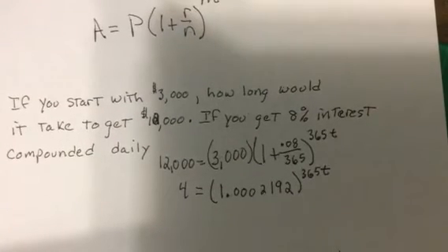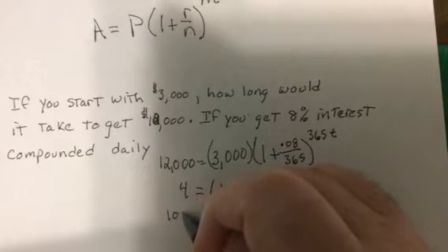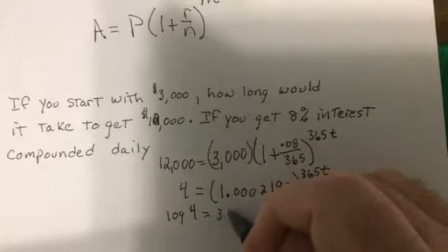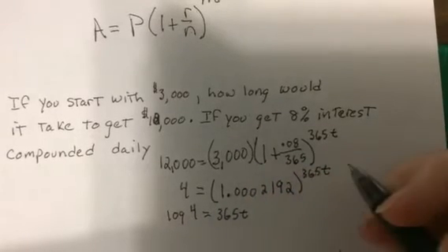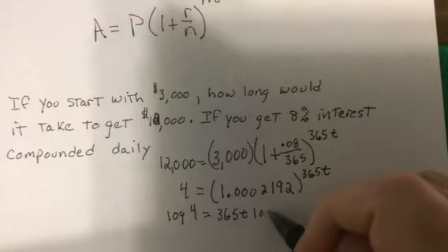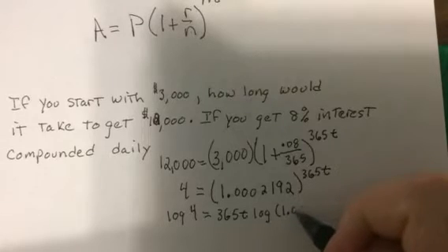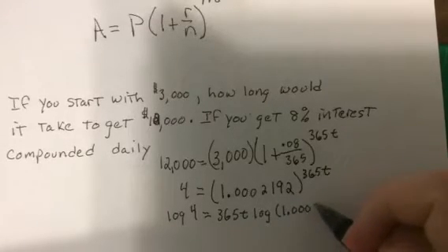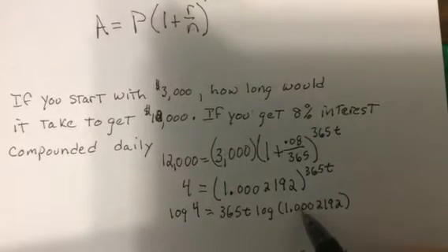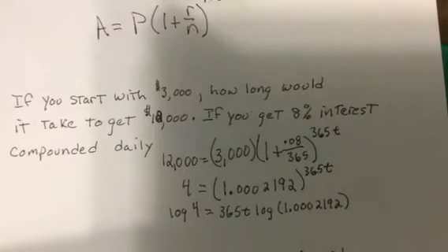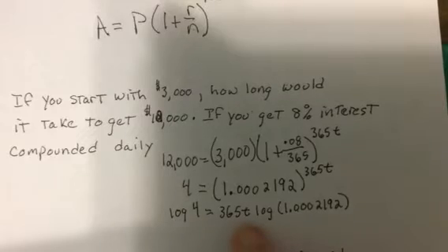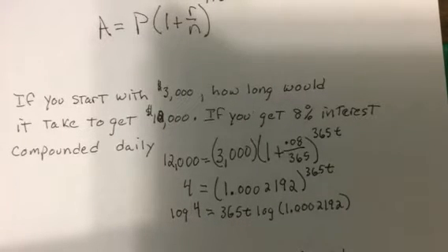Now I'm going to take the log of both sides, because my unknown is in the power. So I'd have 365t log of 1.000219. Now I didn't want to abbreviate here because then it would just be 1. So that's why I kept it for a while. So I'm going to divide both sides to get the 365t by itself.